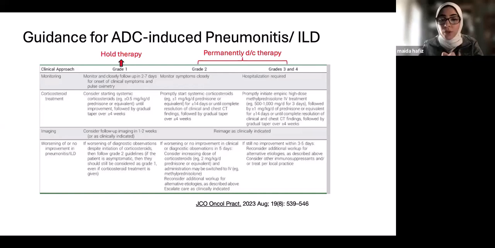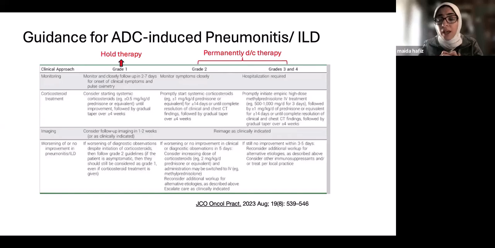Again, if the patient does not improve or if there is worsening in their clinical symptoms over the initial week or so, then the recommendation is to increase the dose of the corticosteroids to 2 milligrams per kilogram per day of prednisone or equivalent. And if they are in the hospital, you would do IV solumedrol. And again, you would consider other potential diagnoses.